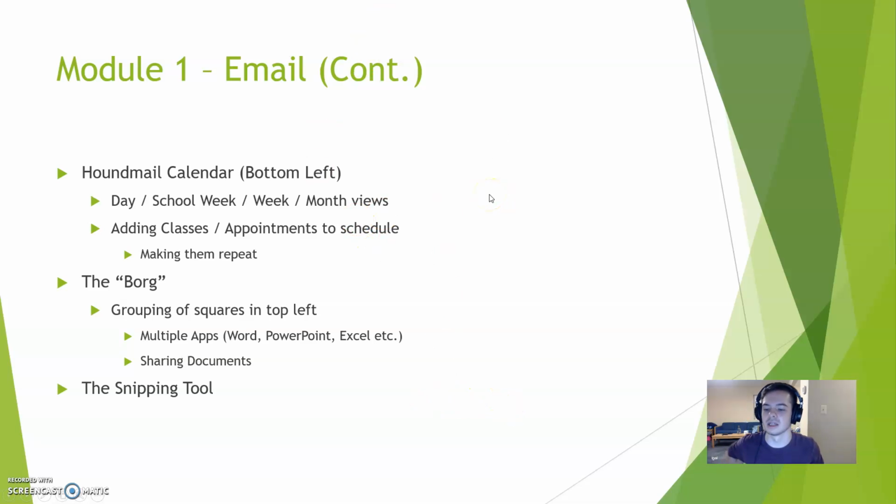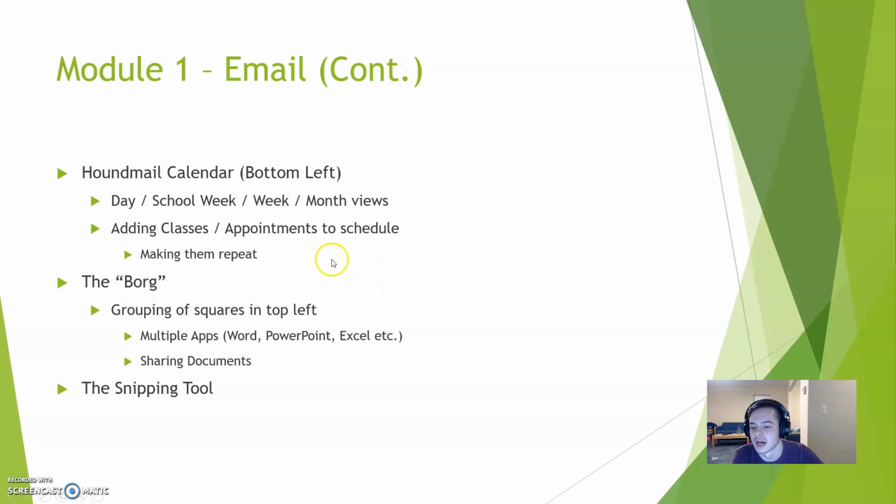More on emails. In like the Houndmail emails, you can make a calendar. So what we did is we like added all our classes and made it so that our classes for every week showed up for every day of the week that they're supposed to be on the correct hours. You can look at different views on the calendar, so like not just the week, you can look at a month view or just a school week, which would be Monday through Friday instead of Sunday through Monday, or even just daily. And like I said, adding classes or even just appointments, not even classes, like we did the pizza party thing.